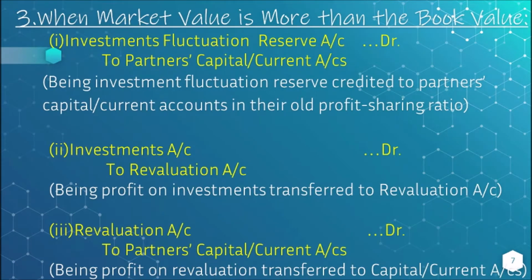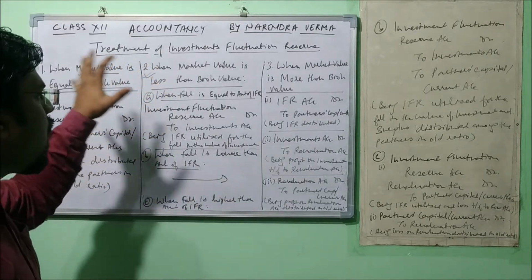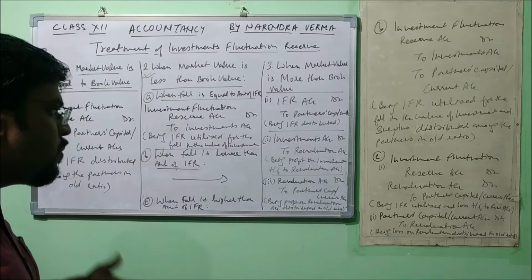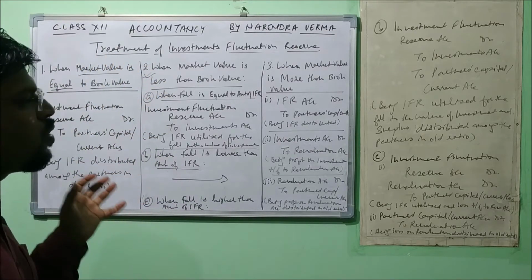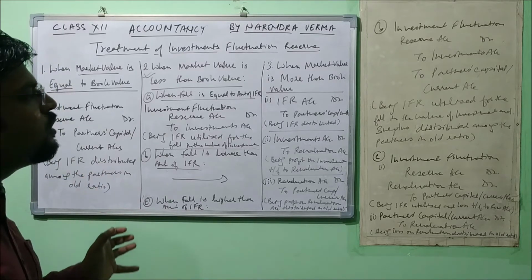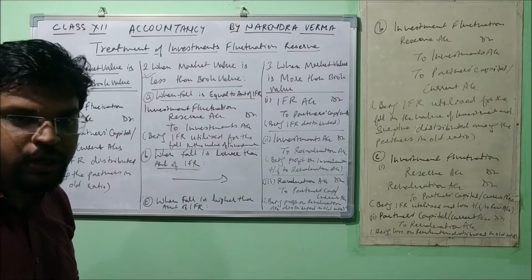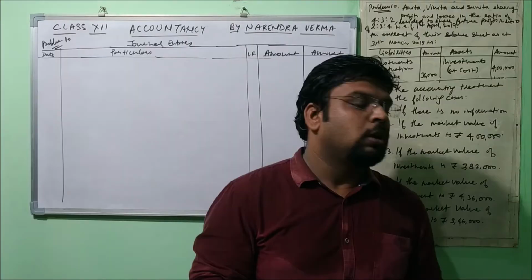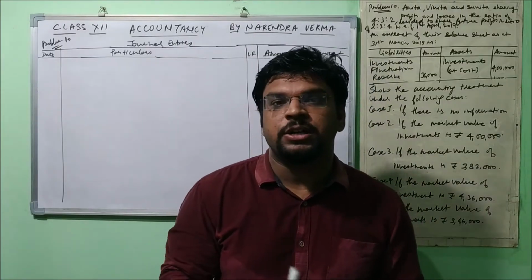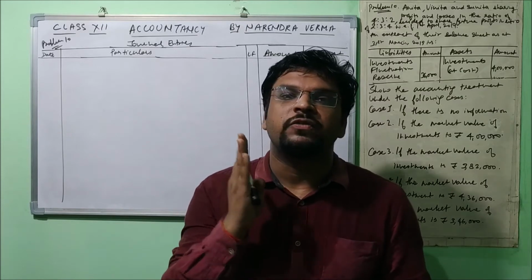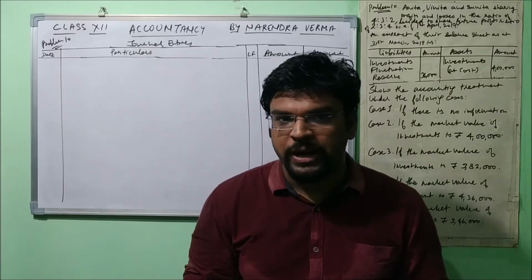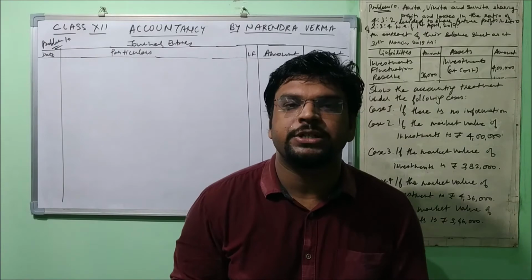So these are all the cases. Maybe you are not understanding them this way, but when we do the numerical question on this, you will understand it pretty well. Understood? Okay, once again have a look. Now let's do one numerical question related to all the cases of investment fluctuation reserve. You can see the question on your screen.